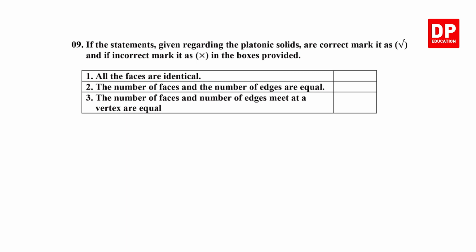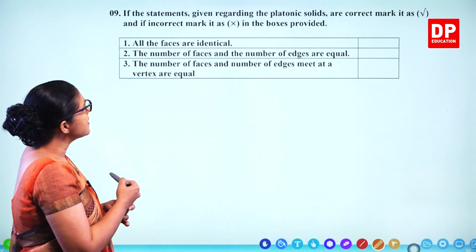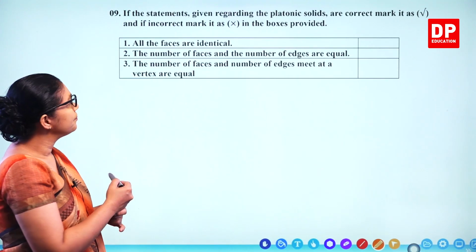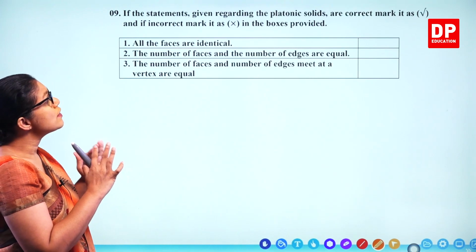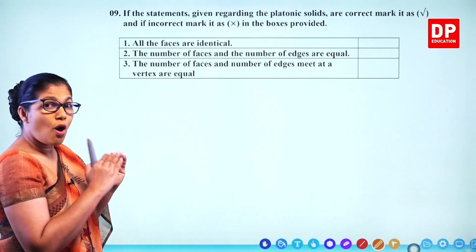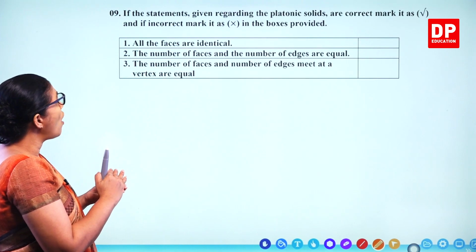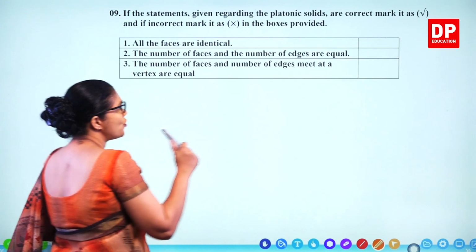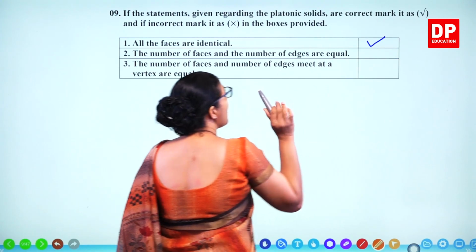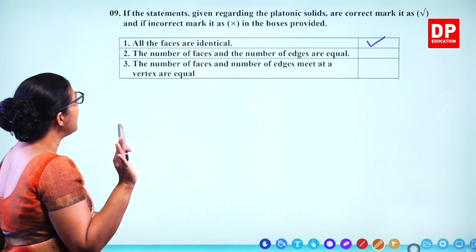Question number 9. If the statements given regarding the Platonic solids are correct, mark it as correct sign, and if incorrect, mark it as cross sign in the boxes provided. All the faces are identical. If it's Platonic solids, those are all regular shapes. So all faces are identical. That's true. So there are 5 Platonic solids.